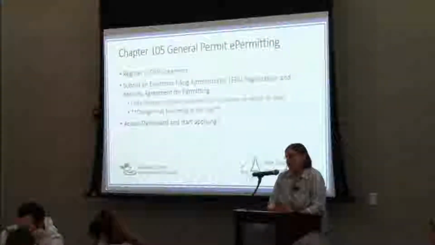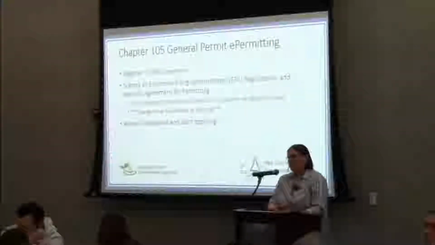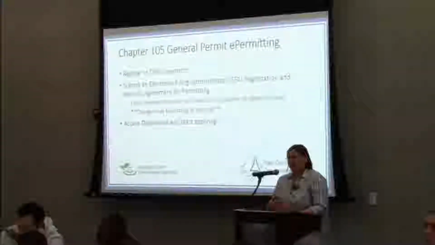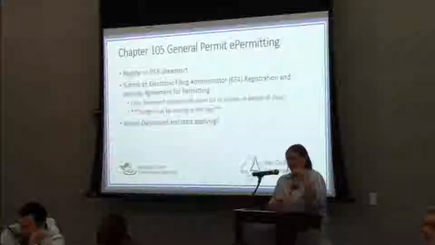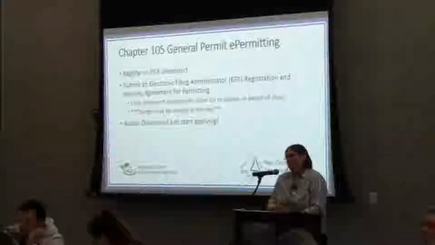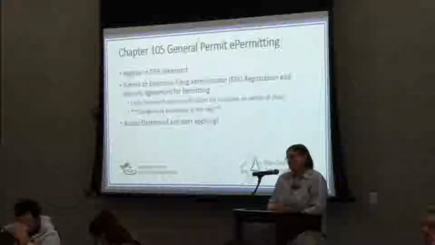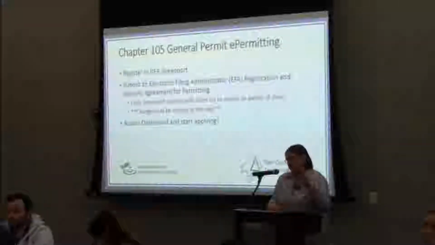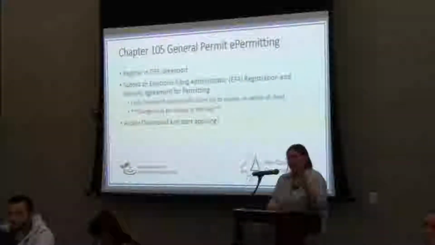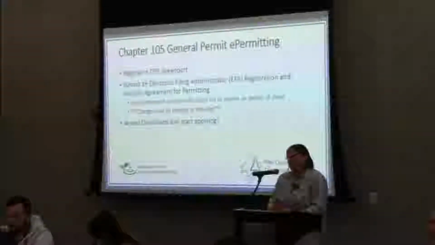The first thing the user guides will say is that you have to register in Greenport, which puts you as a DEP user. Within an engineering firm, you'd have to coordinate how you would register in Greenport. Everybody has to be registered, and then there has to be an electronic filing administrator, registration, and then a security agreement for permitting. And the user guides actually have screenshots, and they'll walk you through each step of this. And the webinars are also helpful.